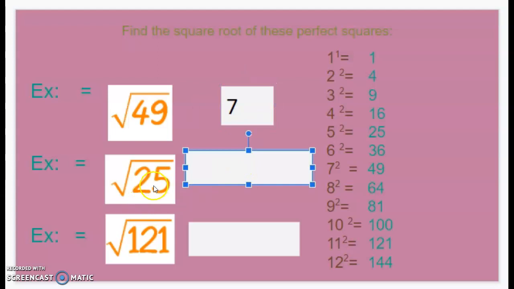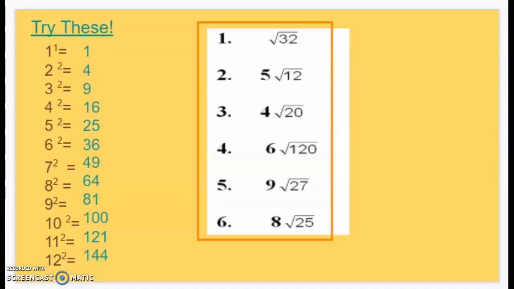Real easy. Okay, then we have the square root of 25. That's 5 squared. So our answer is 5. Here our radicand is 121. Find 121. Square root of 121 is 11. So really, really easy when our radicands are perfect squares. Now there are times when the radicand is not a perfect square.